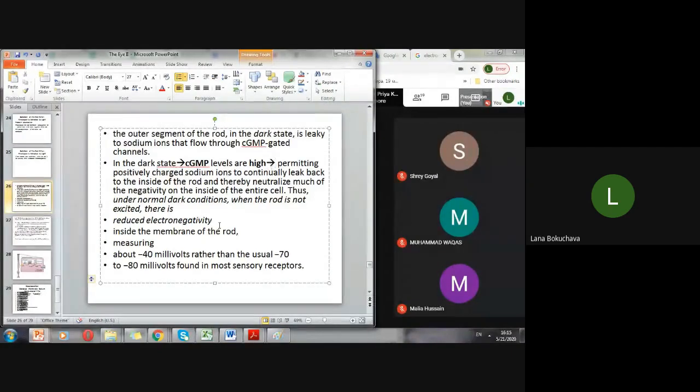As you can see here, the reduced electronegativity in the case of rods and cones is approximately minus 40 millivolts. If we compare that with any other types of receptors, where the resting potential, as we call it, was minus 70 to minus 80, then minus 40 is really different compared to all the other types of receptors we've talked about. For example, even the mechanoreceptors we discussed in the case of somatic sensation.